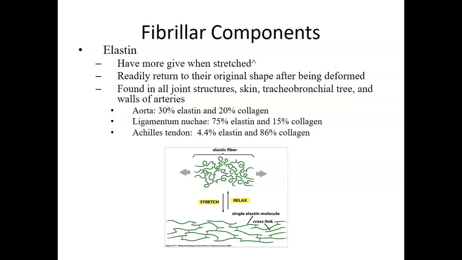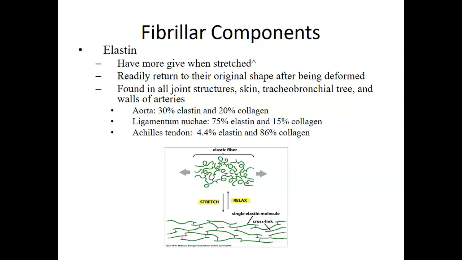So these elastic components are in things that need to be able to extend and come back to their previous shape. So we're talking about the aorta, right? We want that to come back to its original shape so that it can expand and contract again. The ligamentum nuchae. That one has one of the highest amounts of elastin in the body. It has to be able to stretch, but we also need it to snap back because we don't want it impeding on the spinal canal.